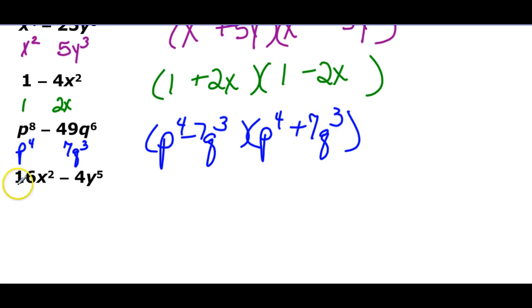All right, last one. Perfect square, yes. Square root is 4x. Perfect square, no, because that's a 5. Okay? And that's it.